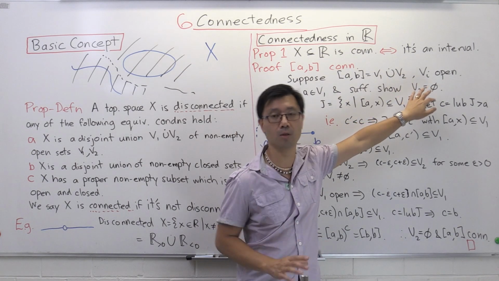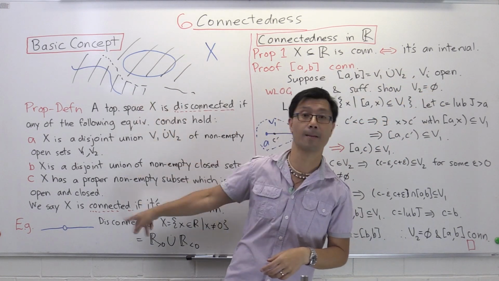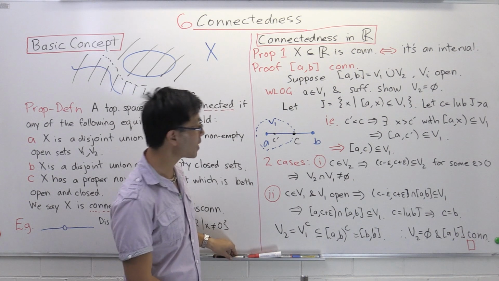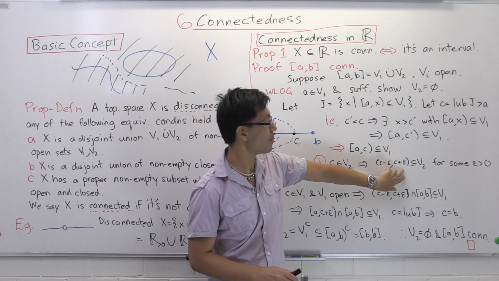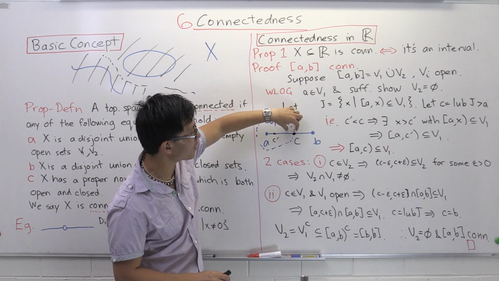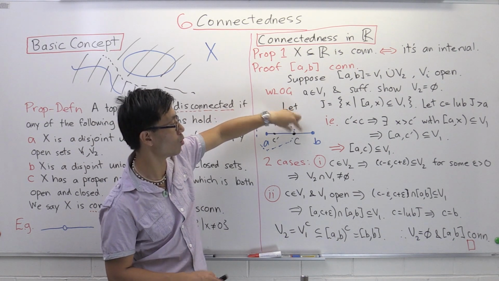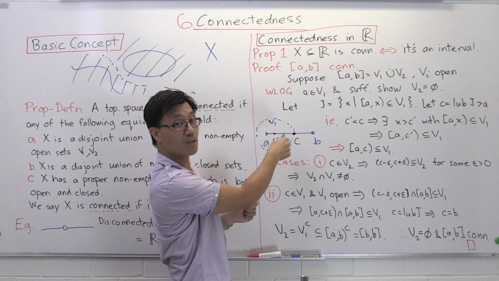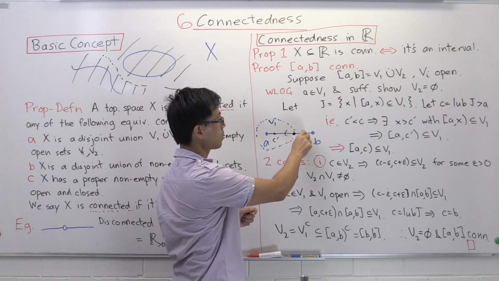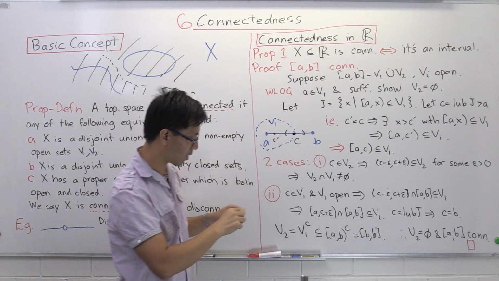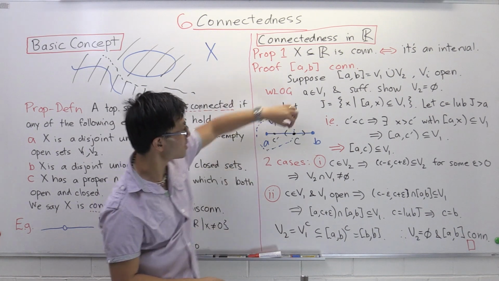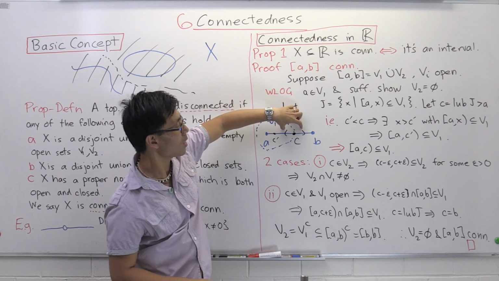This is absolutely critical in the definition of disconnectedness and connectedness. So that means that if it's open, there's some epsilon ball around this C, which is contained inside V2. So let's put in the epsilon ball here, say it's like this. So it's an interval like that. It's inside V2.